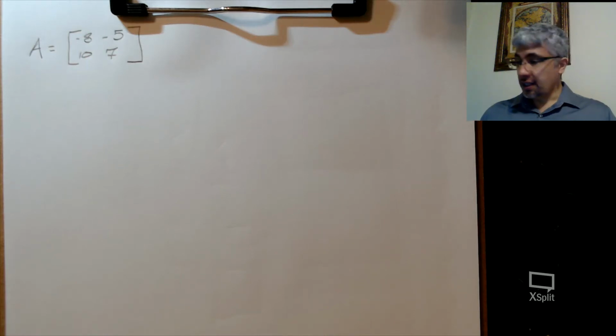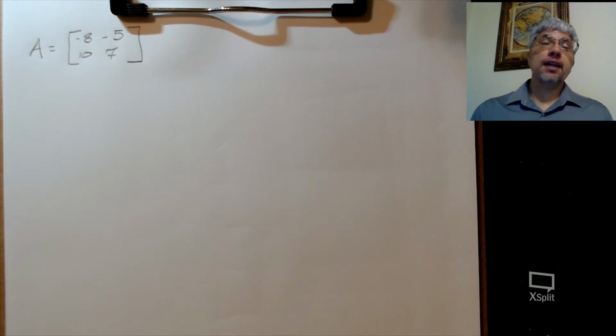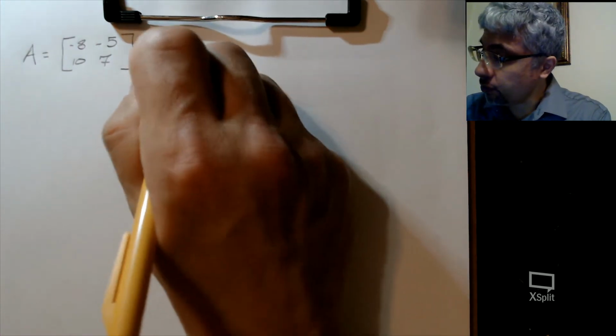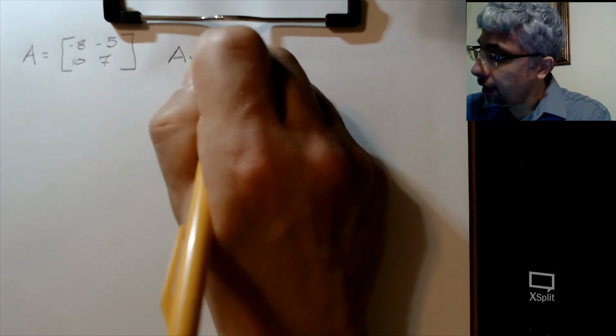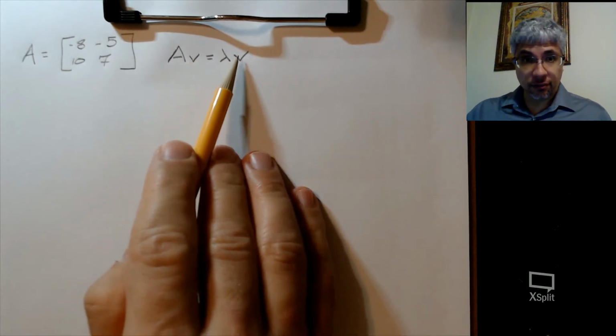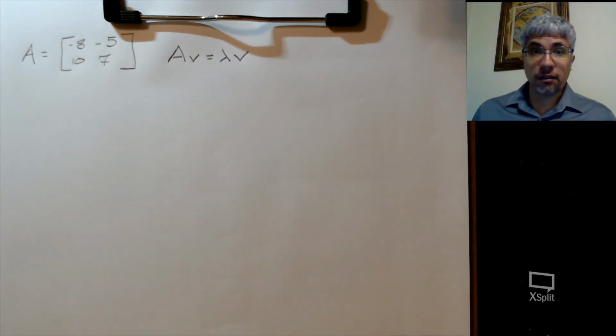Hello students, we are going to try to diagonalize this 2 by 2 matrix. Now, how do I do that? The first thing I need to do is find the eigenvalues and the eigenvectors. If you remember the relationship, we're looking for a v and a lambda so that A acts on v as a constant multiple of v. The lambda is the eigenvalue, v is the eigenvector.